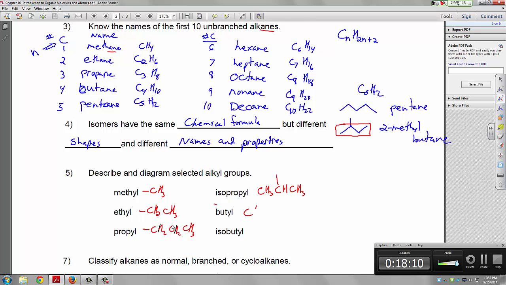Butyl would be 4 carbons, CH3, CH2, CH2, CH2, and there's the bond that would stick on the main chain. Isobutyl, don't worry about. It's an isomer of the butyl, just as isopropyl is an isomer of the propyl group. Notice these alkyl groups end in YL. Just as alkanes end in ane, alkyl groups end in YL.